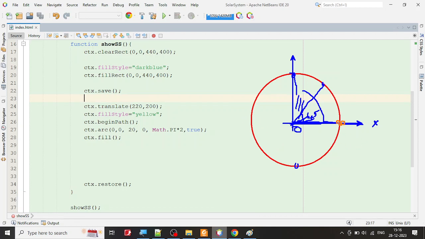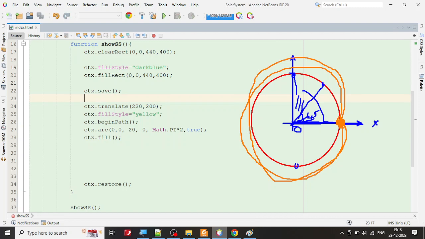You start from 0 degrees, take one full 360 degrees, come back, and you are going to get this circle. So this is the starting degree, that is 0. You start from the 0, you keep on doing like this, you come to that location. So this is the 0 that I specified, because this 0 means starting degree.